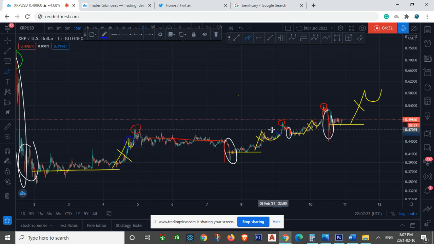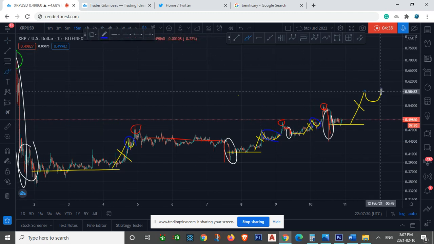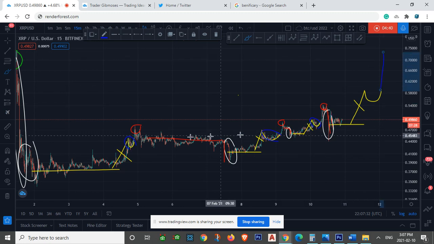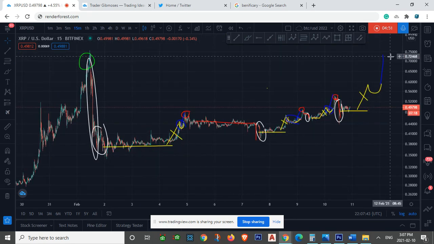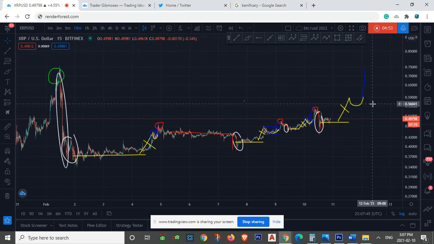So we're gonna form a nice cup just like this, this and that, and then we're gonna go for our last impulse move to the upside, okay? Which is always the most impulse move, okay? It's the strongest one, okay? And that's what I'm expecting for the blue one, okay? That should take us around 70 cents.